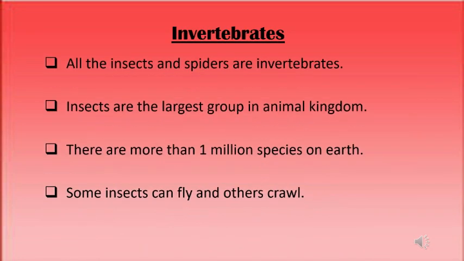Student, do you know that all the insects and spiders are invertebrates? And insects are the largest group in animal kingdom. There are more than 1 million species on Earth. And some insects can fly and others can crawl. So all the insects are invertebrates. They have a soft body or a shell inside or outside their body.